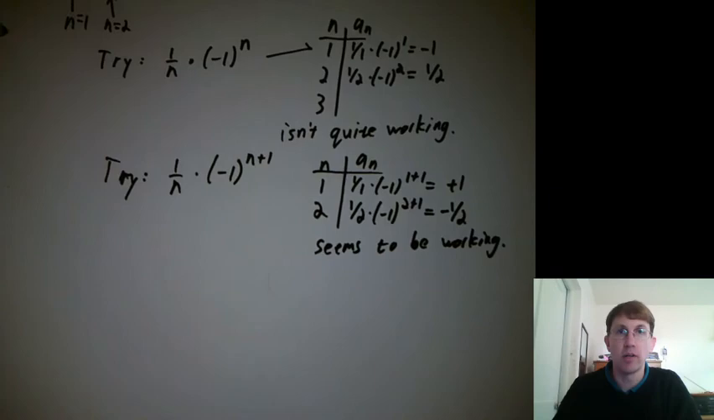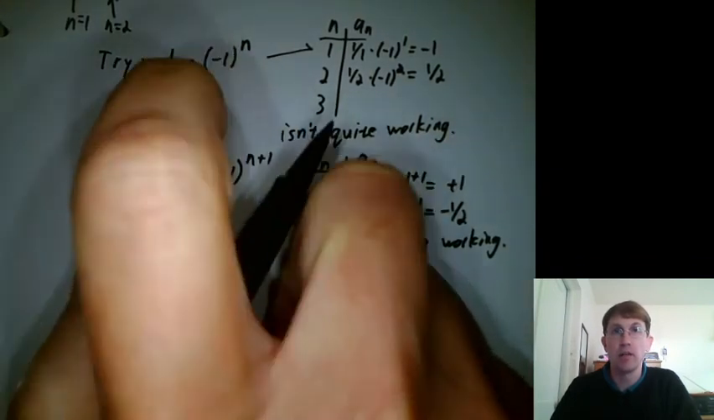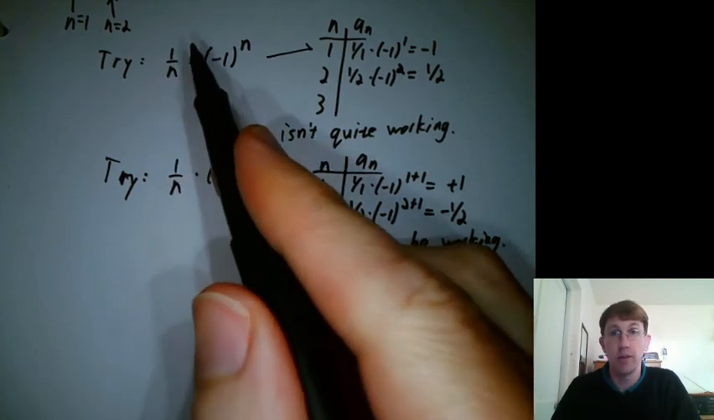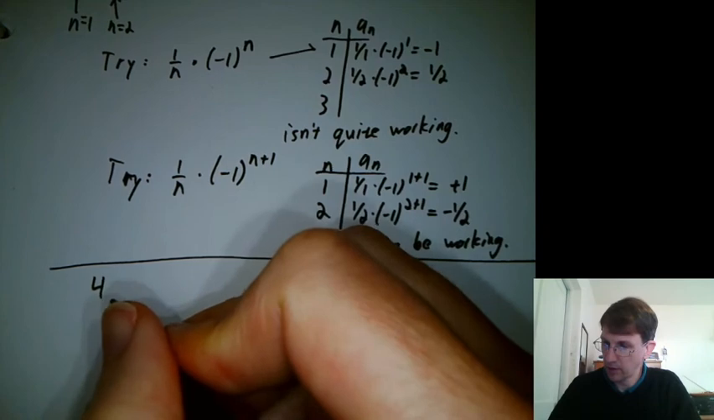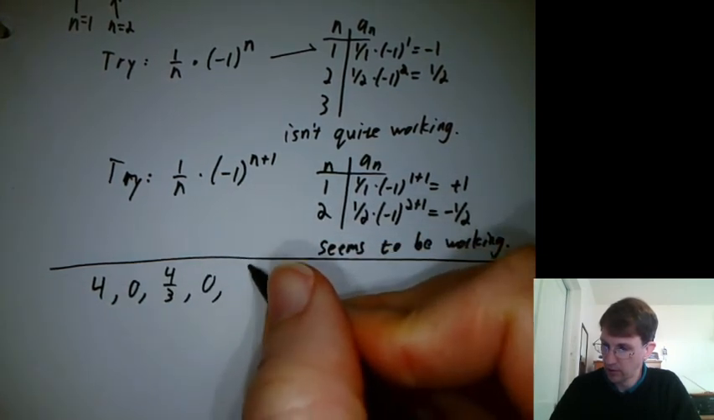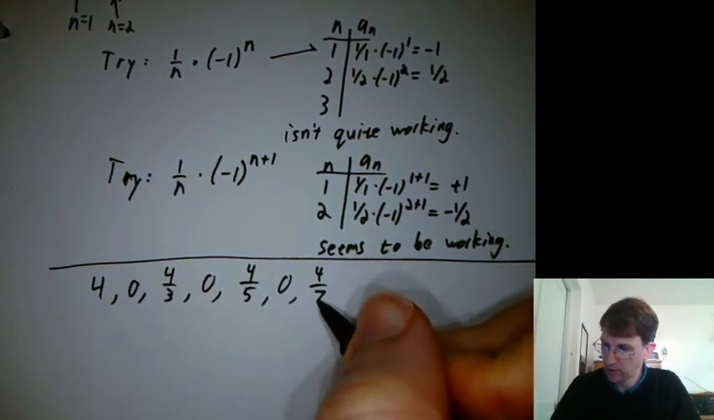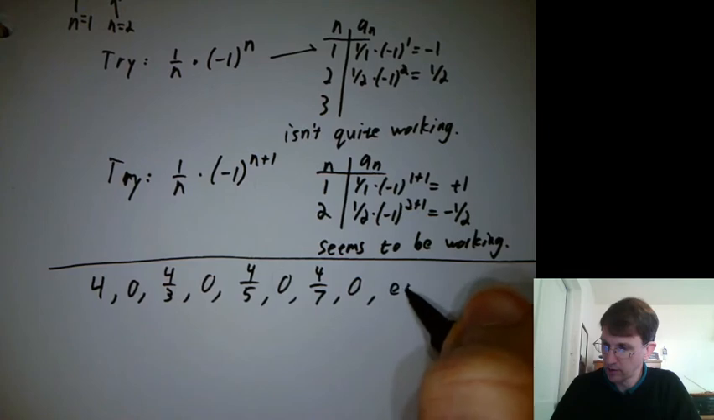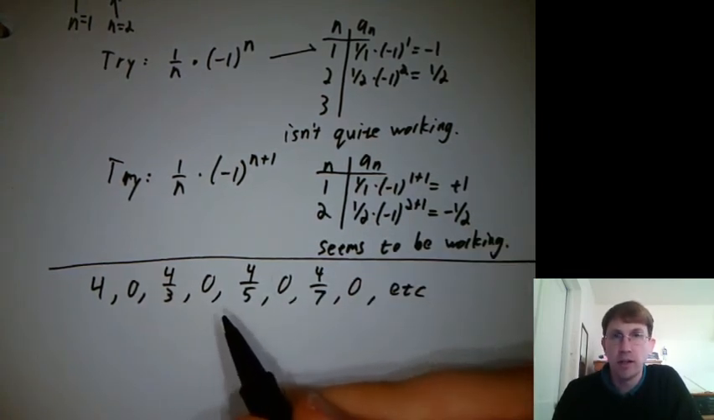There's a few other things we could have done, like we said, could be n minus 1, could be negative 1 to the n, and then throw a minus out here. That would also be fine. Let's try another that we had before, 4, 0, 4/3, 0, 4/5, 0, 4/7, 0, etc. So go ahead and try to come up with a formula based on n there.